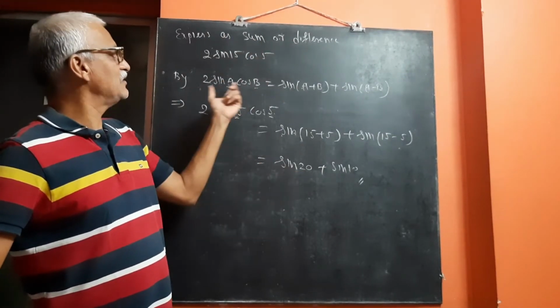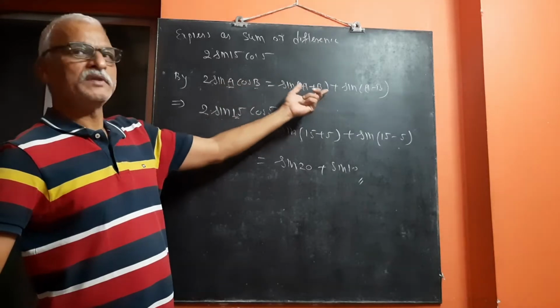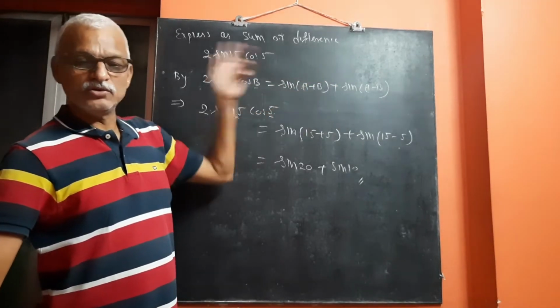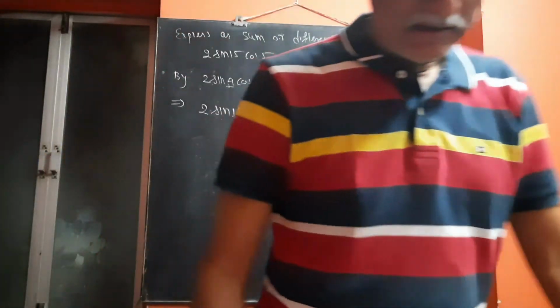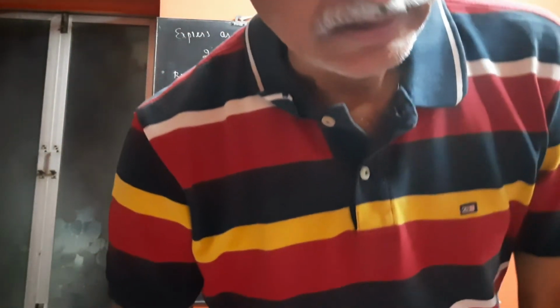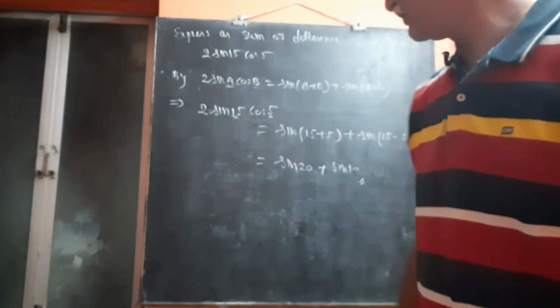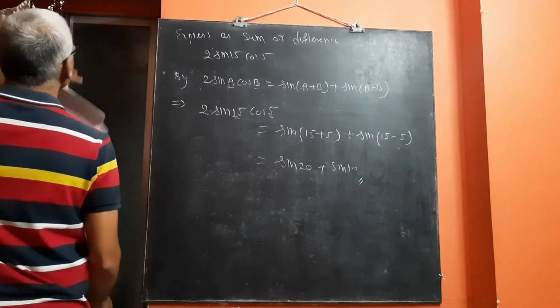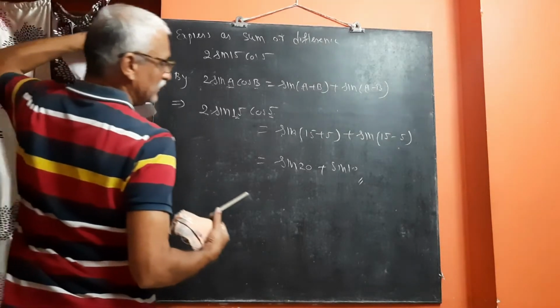Here, since the formula is 2 sine A cos B, that is a sum. If there is cos A sine B, then there is a difference. So this is the first problem for today. Expression of sine and cos in terms of cos and sine. Now the second one.